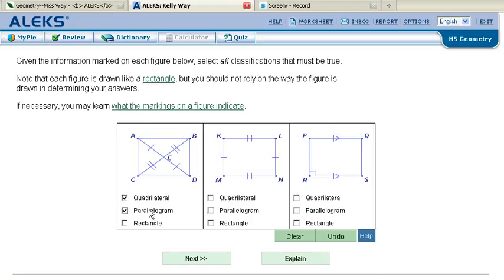So this is a quadrilateral, parallelogram, and this one qualifies as all three.